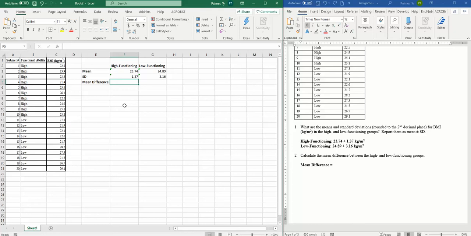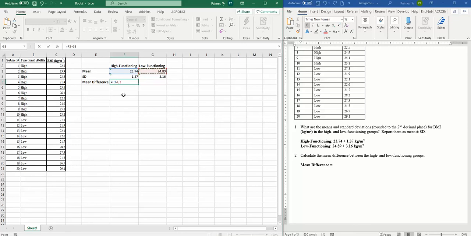That's all it is. So to do that, click on your empty cell next to the mean difference like I'm doing. Click equals on your keyboard. Go to the mean for group 1, which we just calculated as 23.74. You can click on that cell with that mean and then hit minus. And then click on the cell with the other mean, the group 2 mean, the low functioning group in this case, which is 24.89.